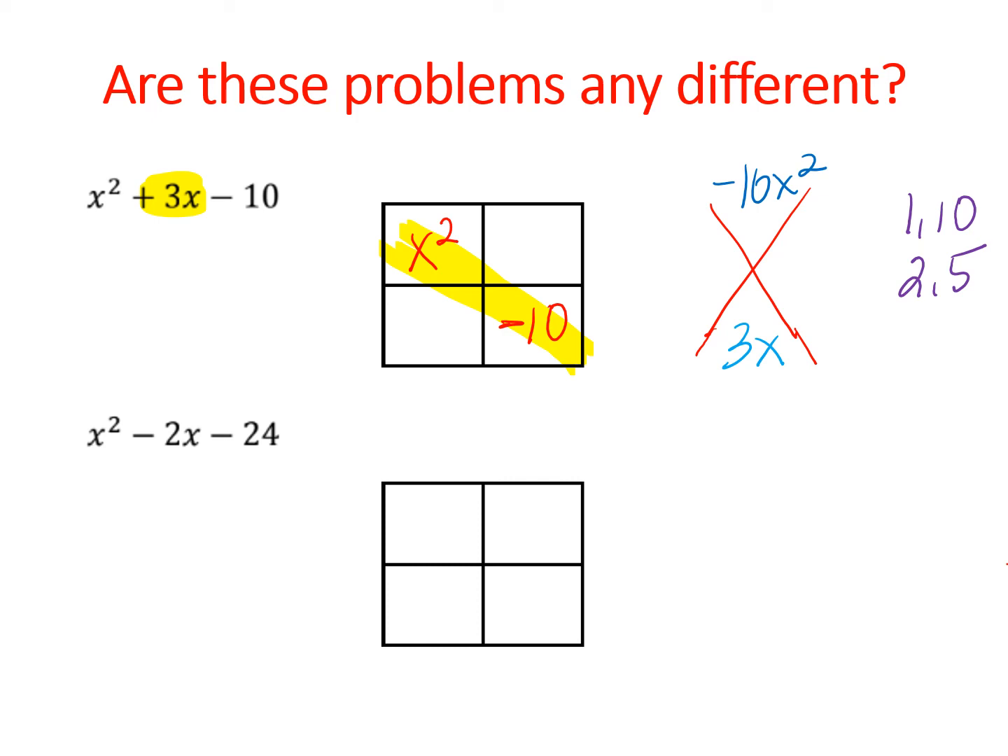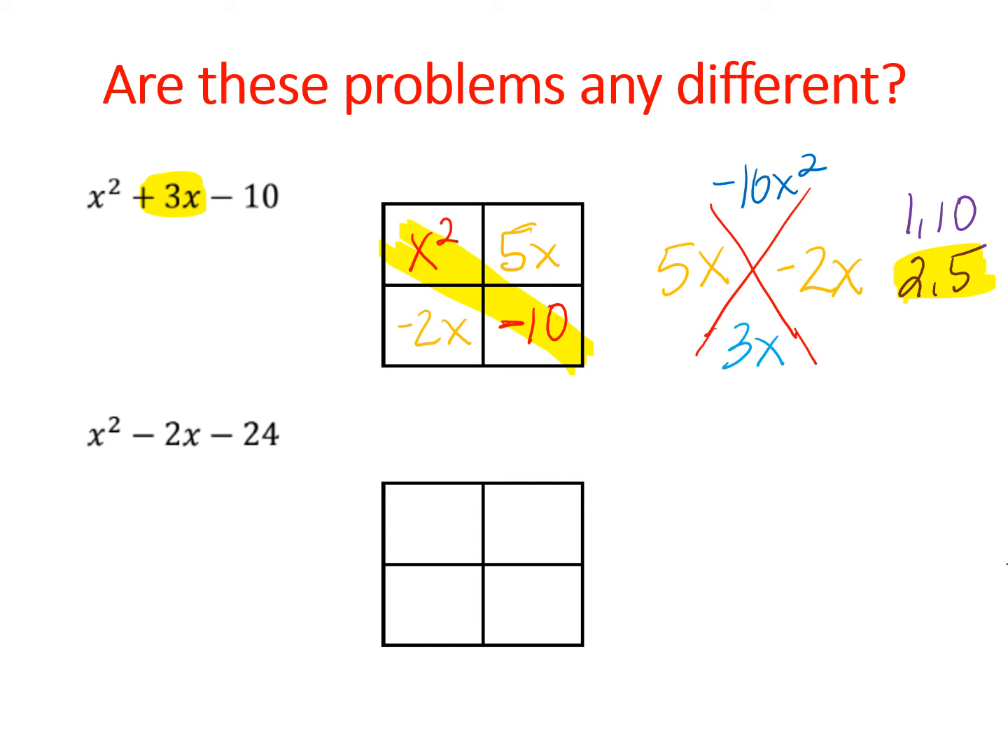So hopefully, if I take 2 and 5, I can combine those in such a manner that I can get a 3. And I realize that I can do that if I pick, what if I did a 5x and a negative 2x? Because I know that 5 minus 2 will give me a positive 3, and that is what I'm looking for in this problem. So I'm going to fill those in, 5x and a negative 2x.